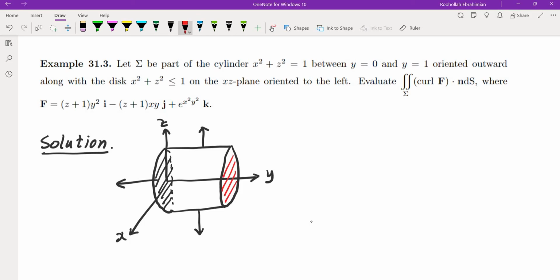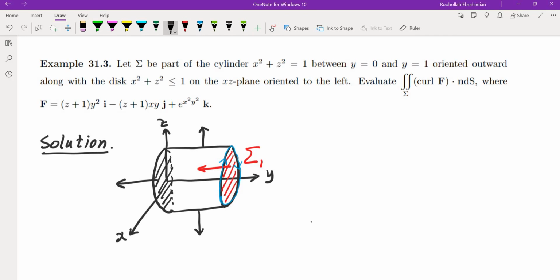So we can choose a surface that has the same boundary. Let's call this surface sigma 1. It would have to match the orientation of the other surface, so it would have to go this way. And then we have to choose an orientation. The orientation that would work with the right hand rule would have to be this way. So this is going to be the orientation.